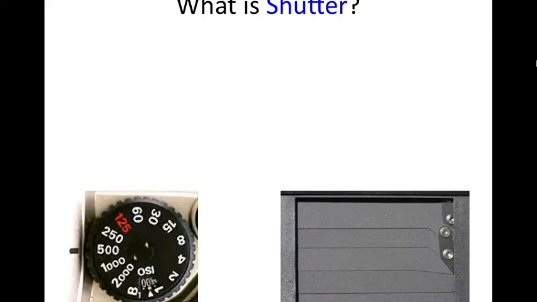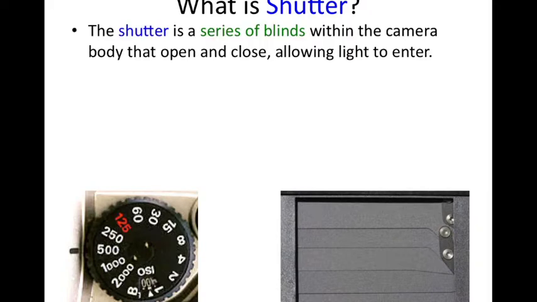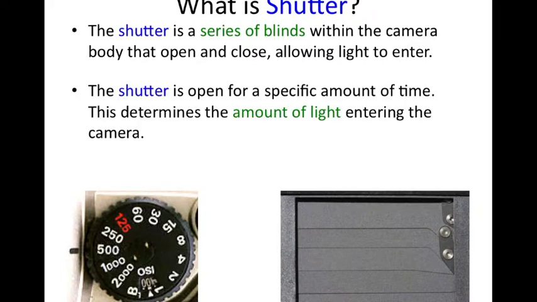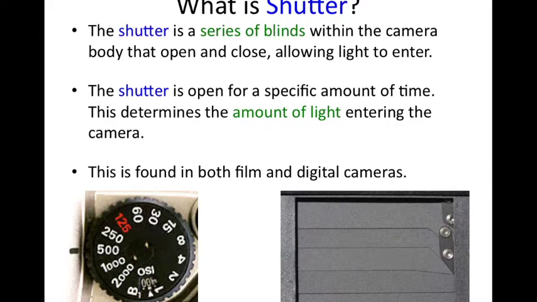This video is all about shutter. So what is shutter? The shutter is a series of blinds within the camera body that open and close, allowing light to enter. The shutter is open for a specific amount of time. This determines the amount of light entering the camera. This can be found in both film and digital cameras.